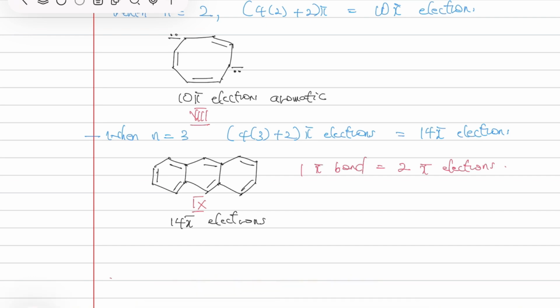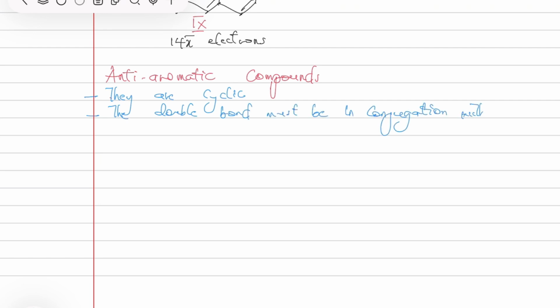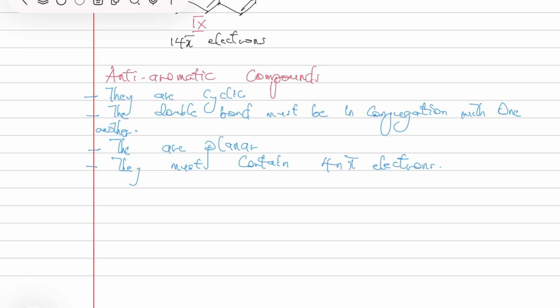Having discussed extensively on aromatic compounds and the criteria for aromaticity using Huckel's rule, let's now go further to discuss anti-aromatic compounds. One, they must be cyclic. Secondly, their double bonds must be in conjugation with one another. The third point is they are planar. And the fourth point is they must contain 4n pi electrons. Let us consider some examples.